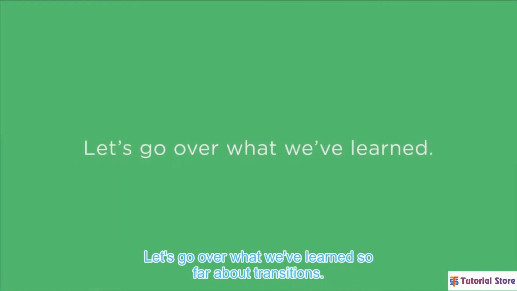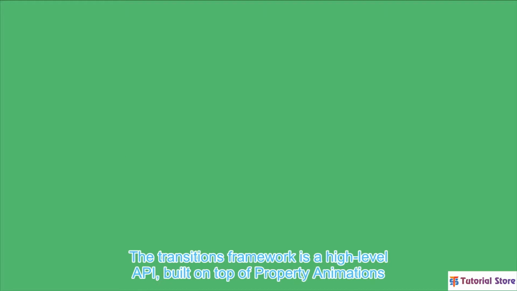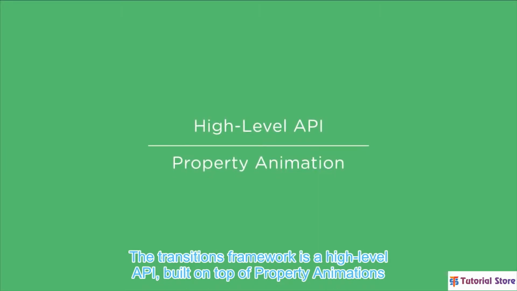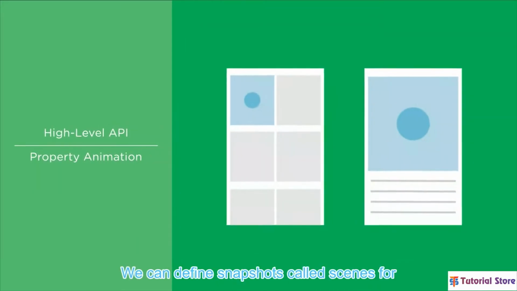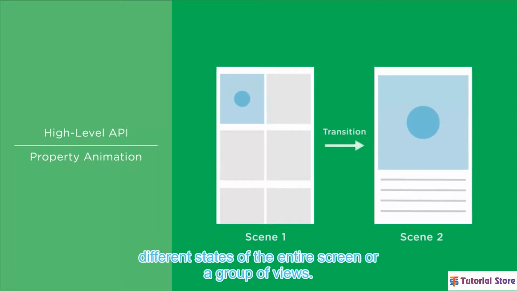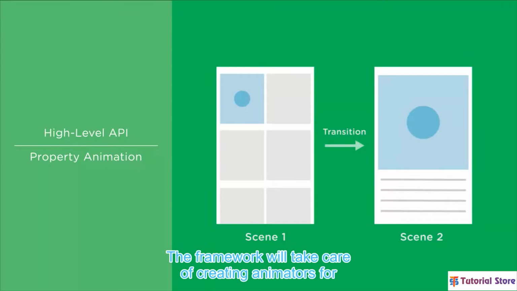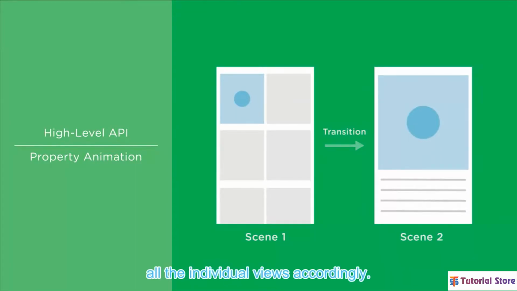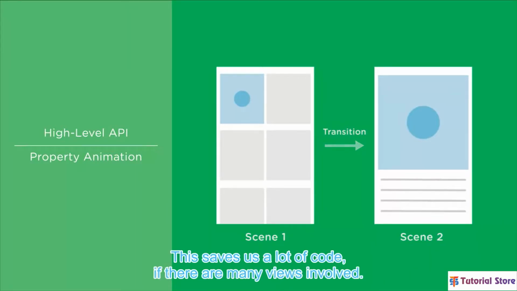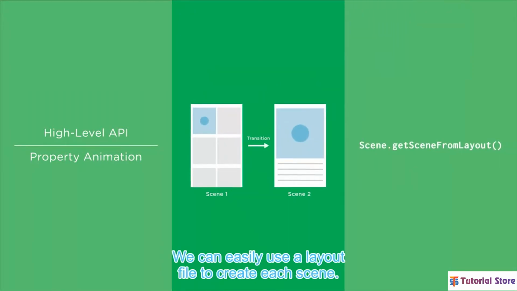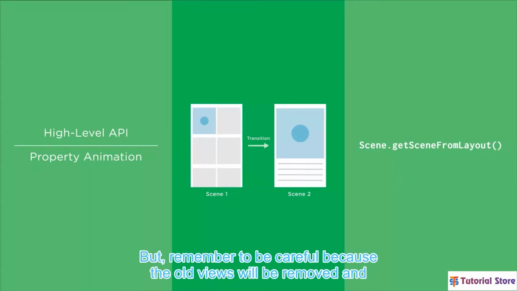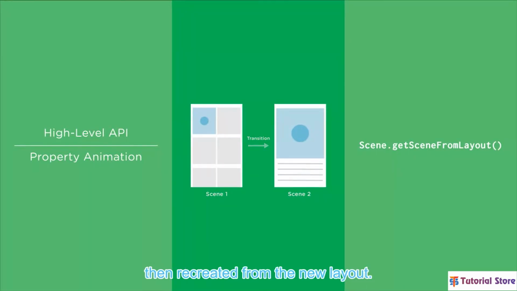Let's go over what we've learned so far about transitions. The transitions framework is a high-level API built on top of property animations and meant to make it even easier to create animations. We can define snapshots called scenes for different states of the entire screen or a group of views. The framework will take care of creating animators for all the individual views accordingly. This saves us a lot of code if there are many views involved. We can easily use a layout file to create each scene, but remember to be careful because the old views will be removed and then recreated from the new layout.